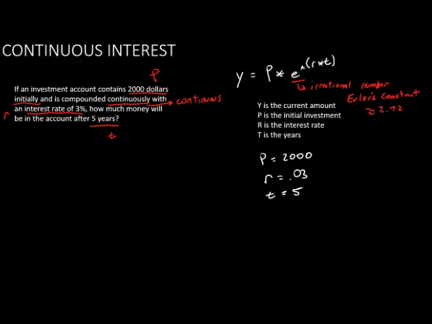Therefore, we go to our formula, we'll check off p, check off r, and check off t. Our unknown then is the y. Let's place the numbers that we do know into the formula. We'll have y equals 2,000 for p multiplied by lowercase e raised to the rt, where r is 0.03 and t is 5. We can go to a calculator and calculate this value.